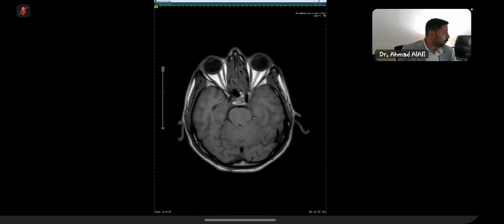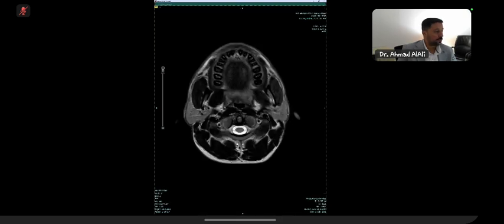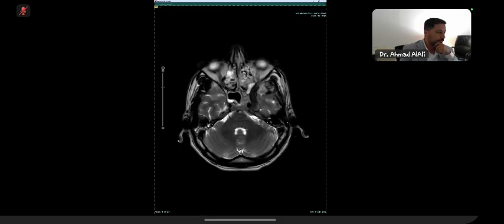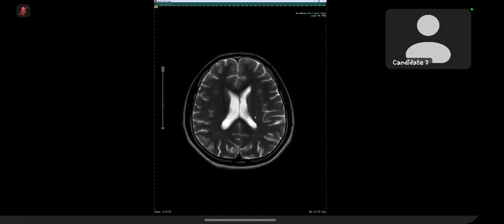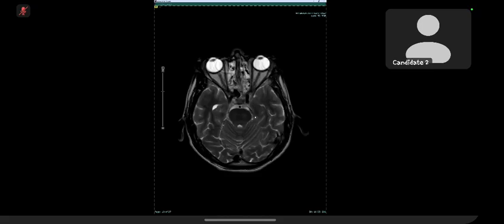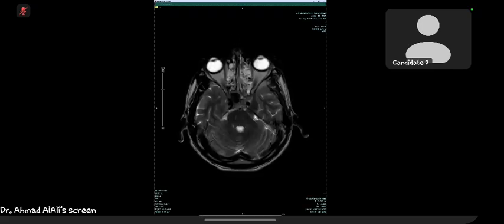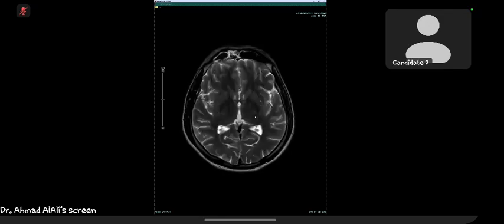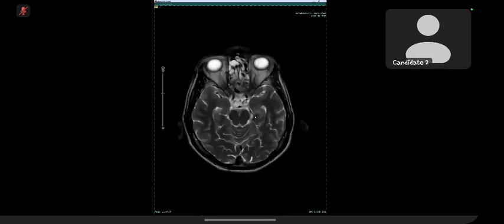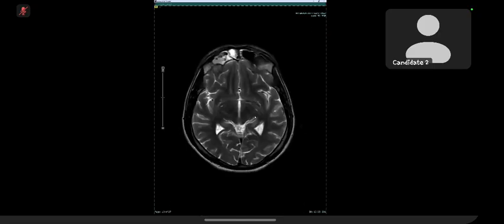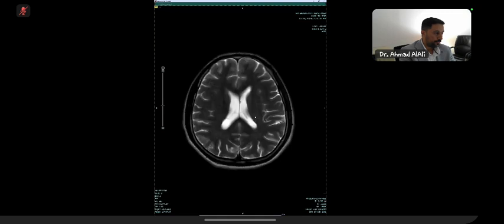Yes. Let me show you T2, please. This is T2. Yes, please scroll through it. And T2 weighted images. Bilateral globes are symmetrical. The globes are normal. You can skip them. I'm not interested in sinuses as well.